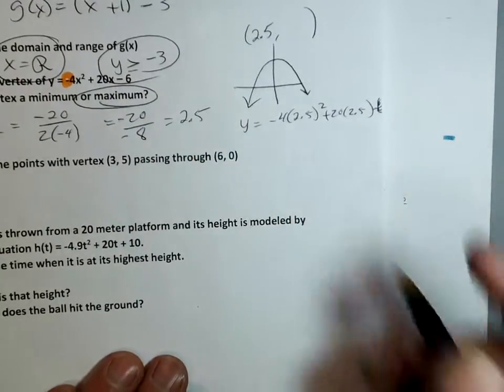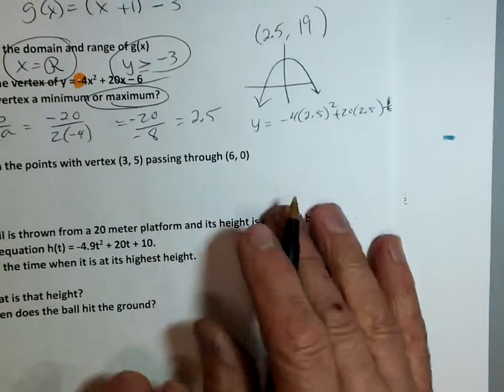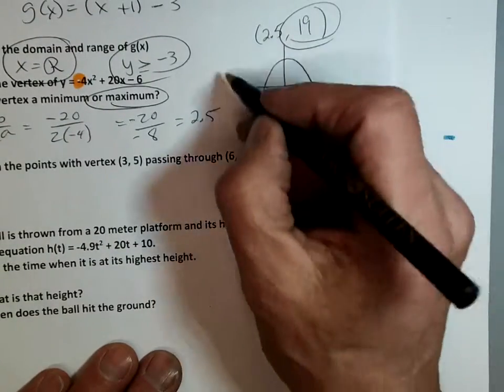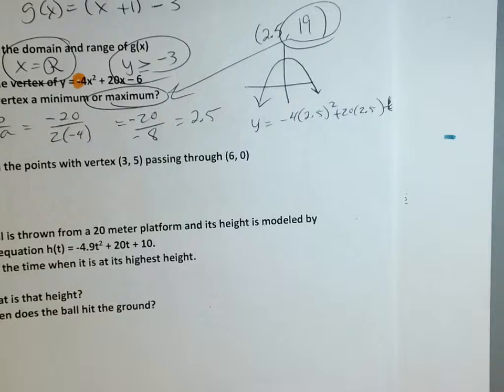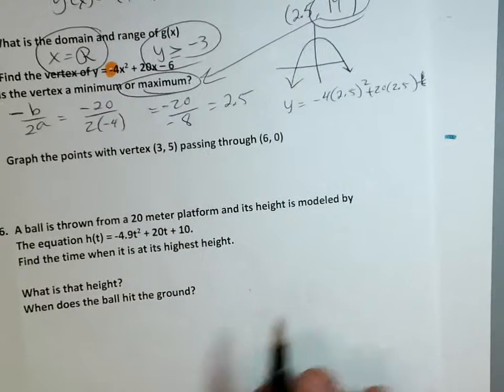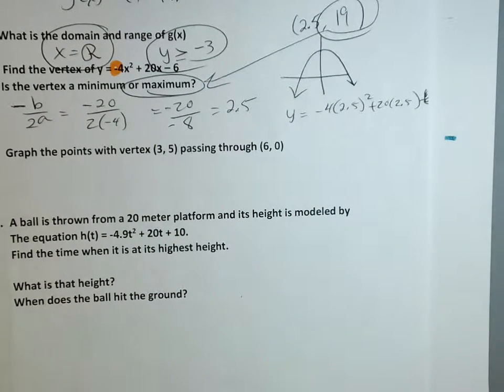So my height is 19. My maximum height is 19. That's my maximum, okay? It's the very highest point. At 19, then it starts to go down, right? So that's my maximum height. Okay? Thumbs up? I will wait for you. Okay, we're good. Thank you. Okay? All right. Number 5.